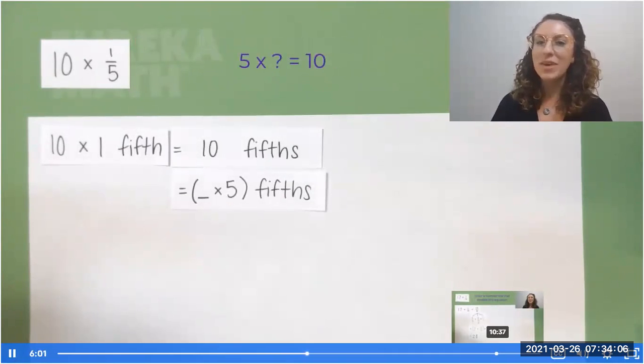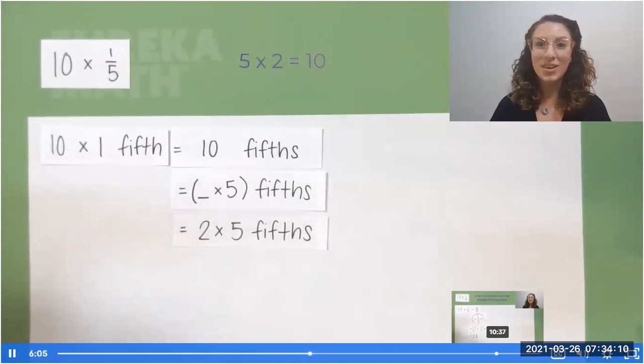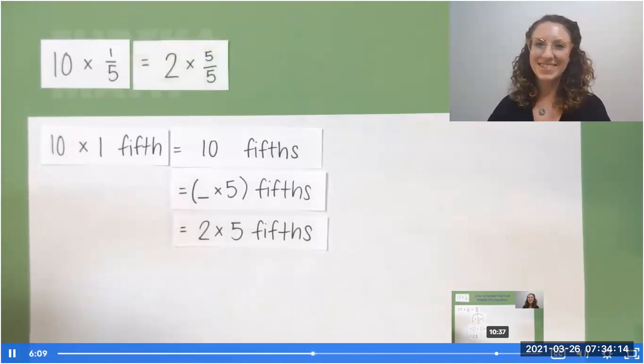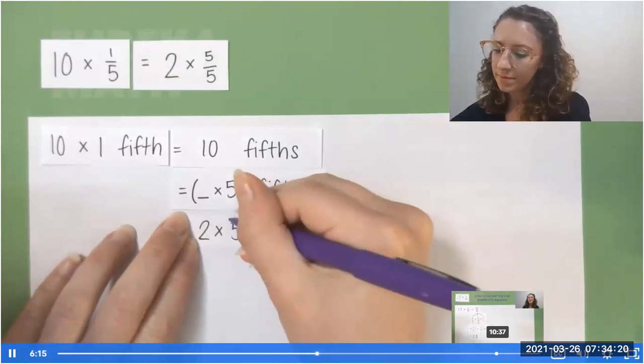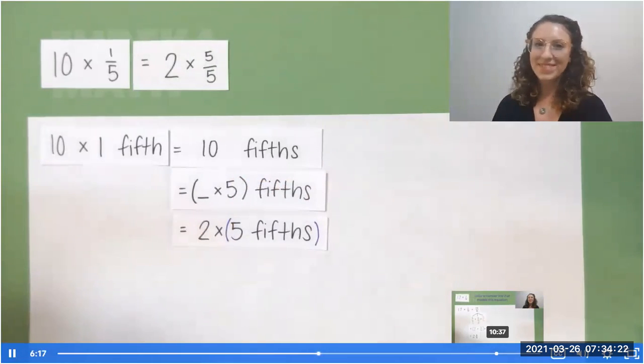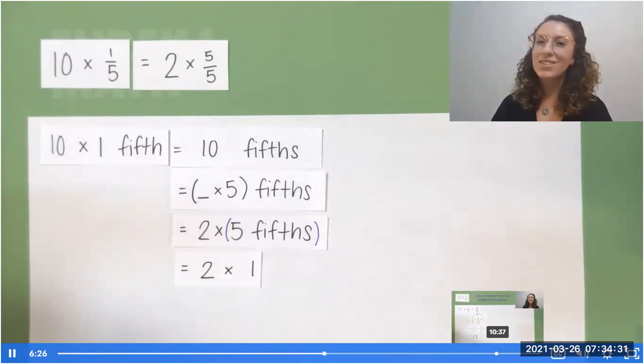5 times what makes 10? 2. 2 groups of 5 fifths is equal to 10 fifths. I'll use parentheses to group 5 fifths together. What is each group of 5 fifths equal to? 5 fifths is equal to 1. And what is 2 times 1?